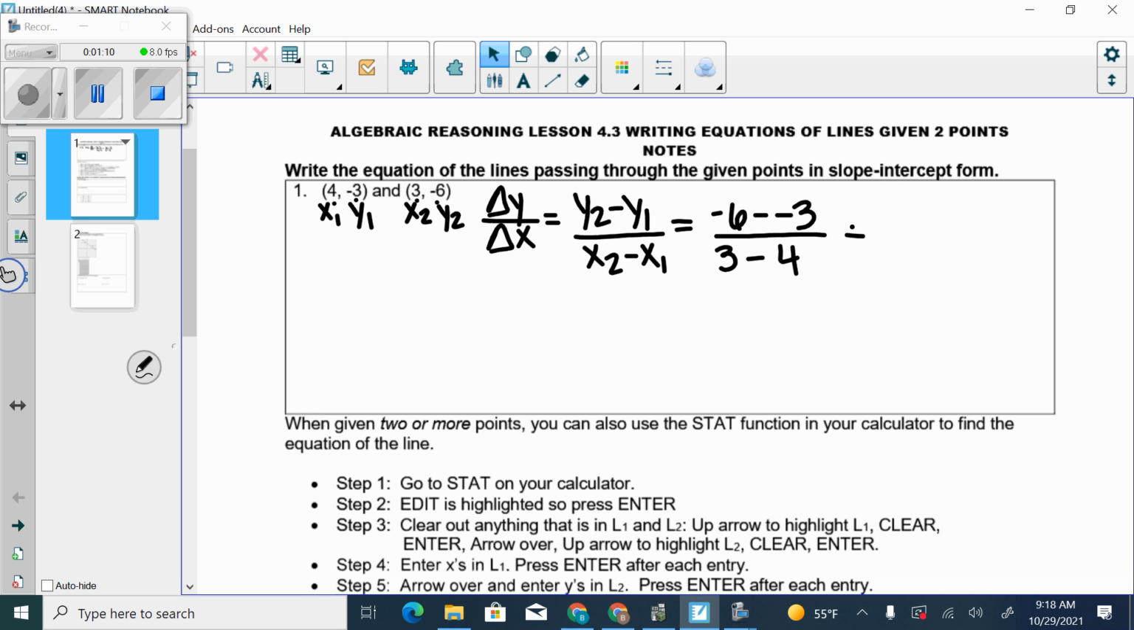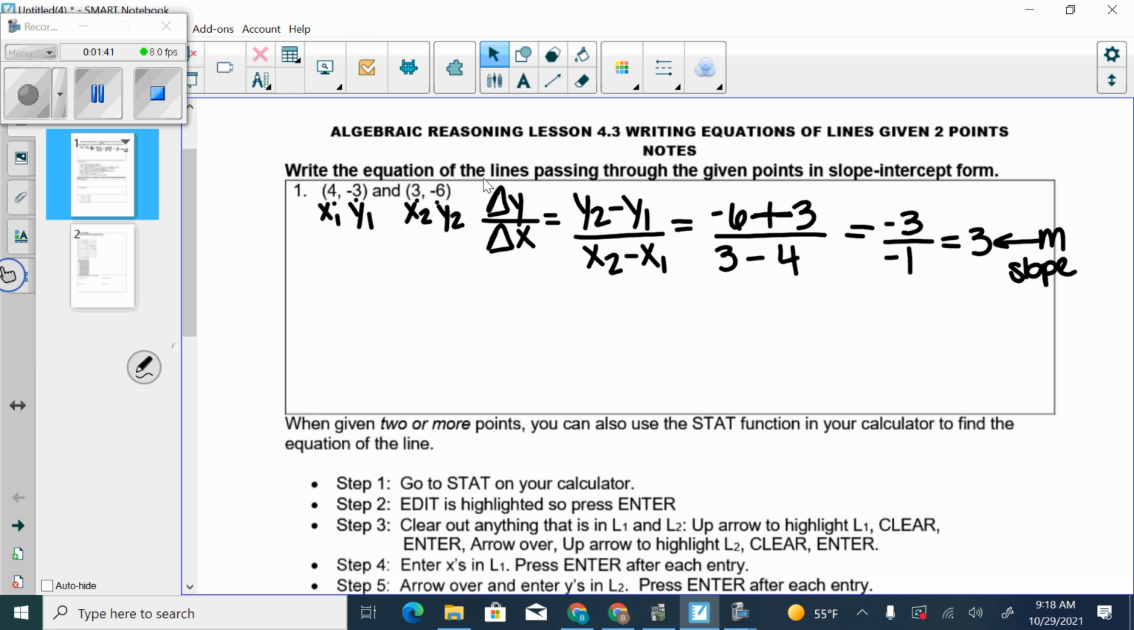So in the top, we see here we've got a negative followed by another negative, and we know that two negatives make a positive. So this is really negative 6 plus 3, which would give us negative 3, over 3 minus 4, which would give us negative 1. And negative 3 divided by negative 1 will simplify to positive 3, which gives us m, or our slope.